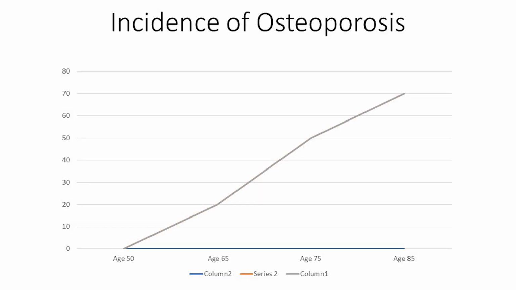What you see is essentially zero risk at age 50, just before you become postmenopausal. But by age 65, you already have a 20% risk. At age 75, it's 50%. And at age 85, it's 70%.